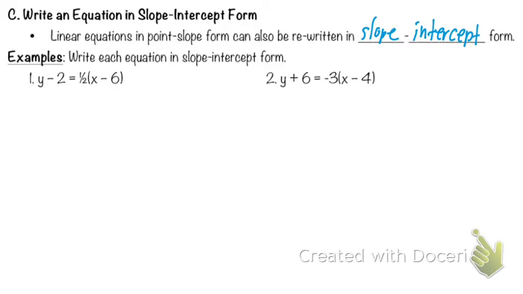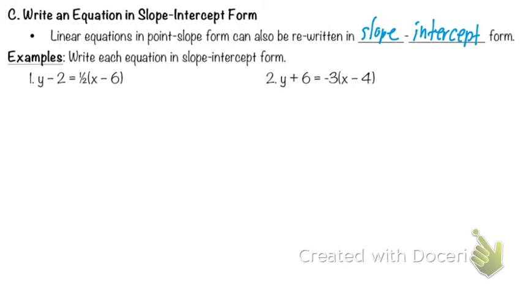So, if we look here on number 1, you might want to rewrite that as 1/2. On number 1, this looks to be in point-slope form. Do you guys agree? Okay, I think the point would be 6, 2. Our slope is 1/2.